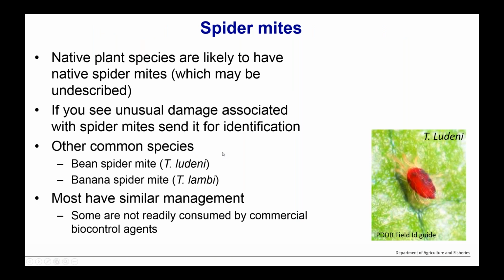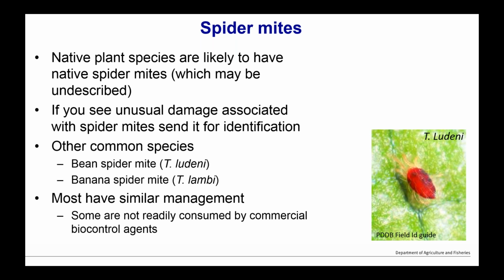Now, native plant species are likely to have native spider mites, which may well be undescribed. As we said, there are only 1,200 species of spider mites described across the world. And there are probably thousands upon thousands more than that. So your native plant species are less likely to have been studied, and it may be worthwhile having those identified, and it may assist you in being able to manage that problem. If you see unusual damage that you haven't seen before on a particular plant, it's worth having that sent for identification.